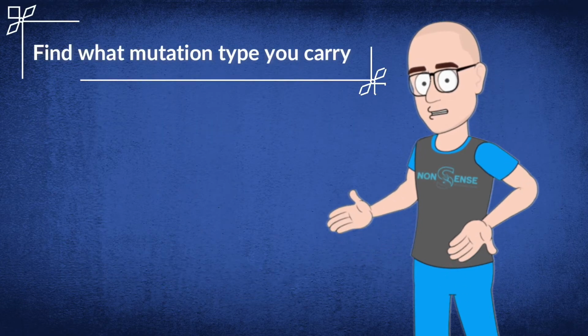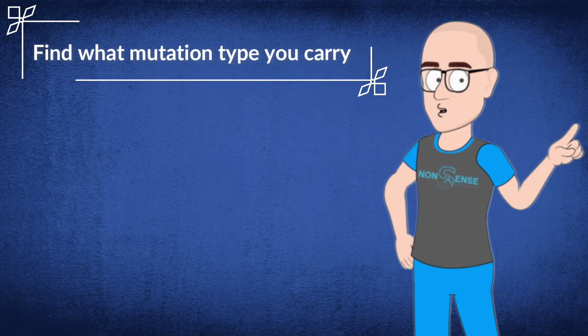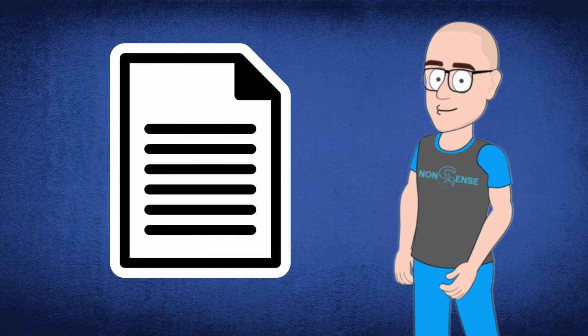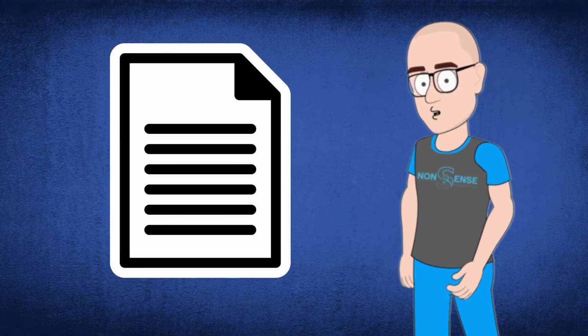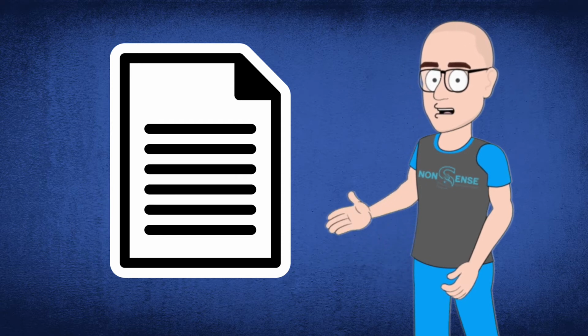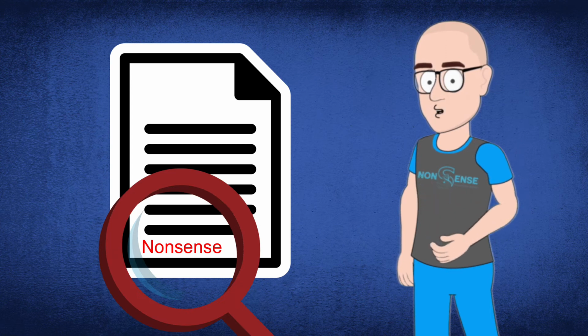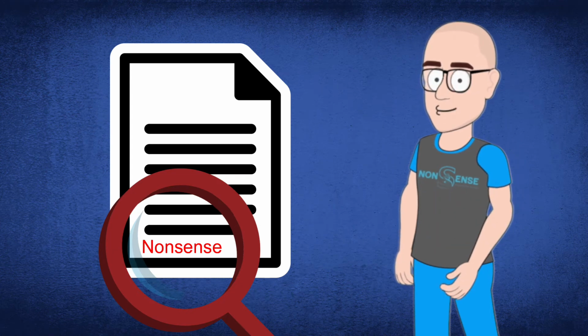How to find what mutation type you carry? First, you will need to fetch your genetic report. This is mandatory. Before we take the longer route, let's start with the basics. Many times this data will appear in plain English. So just quickly scan the genetic report to see if any of these mutation types are listed.